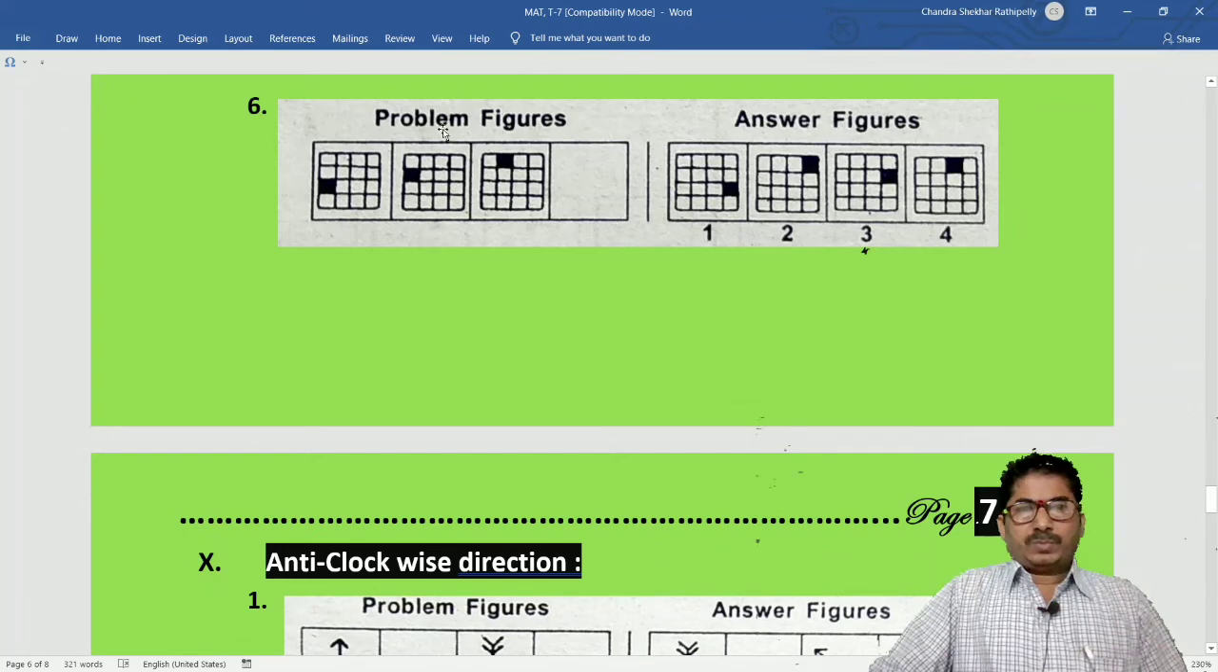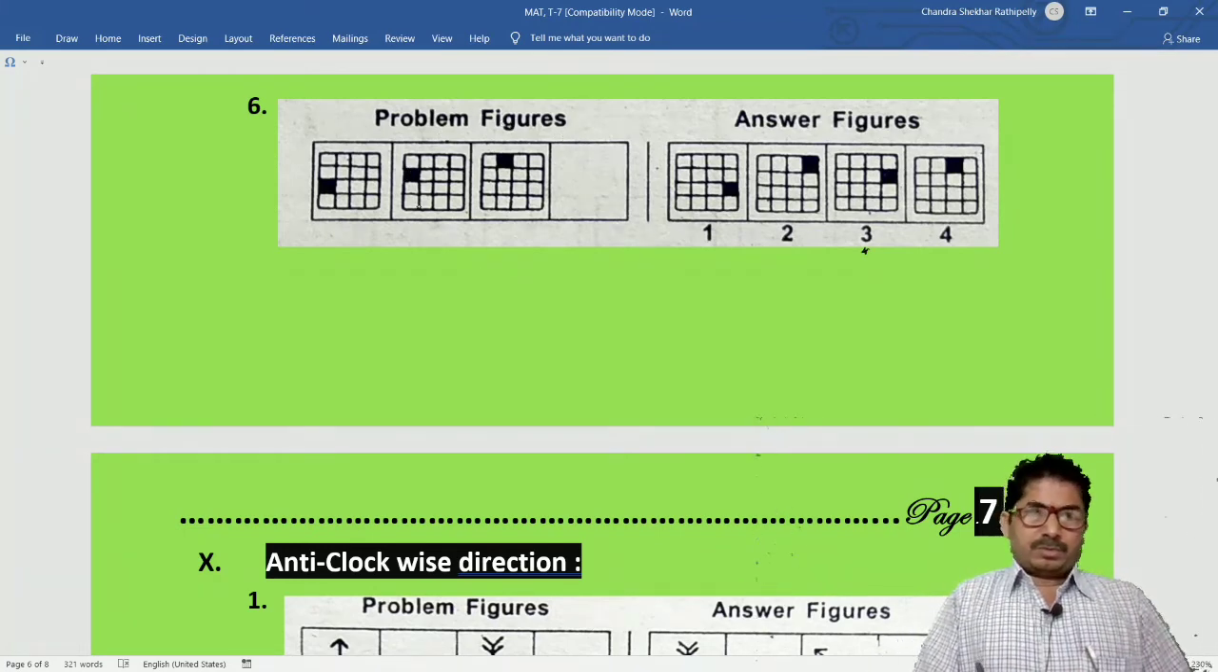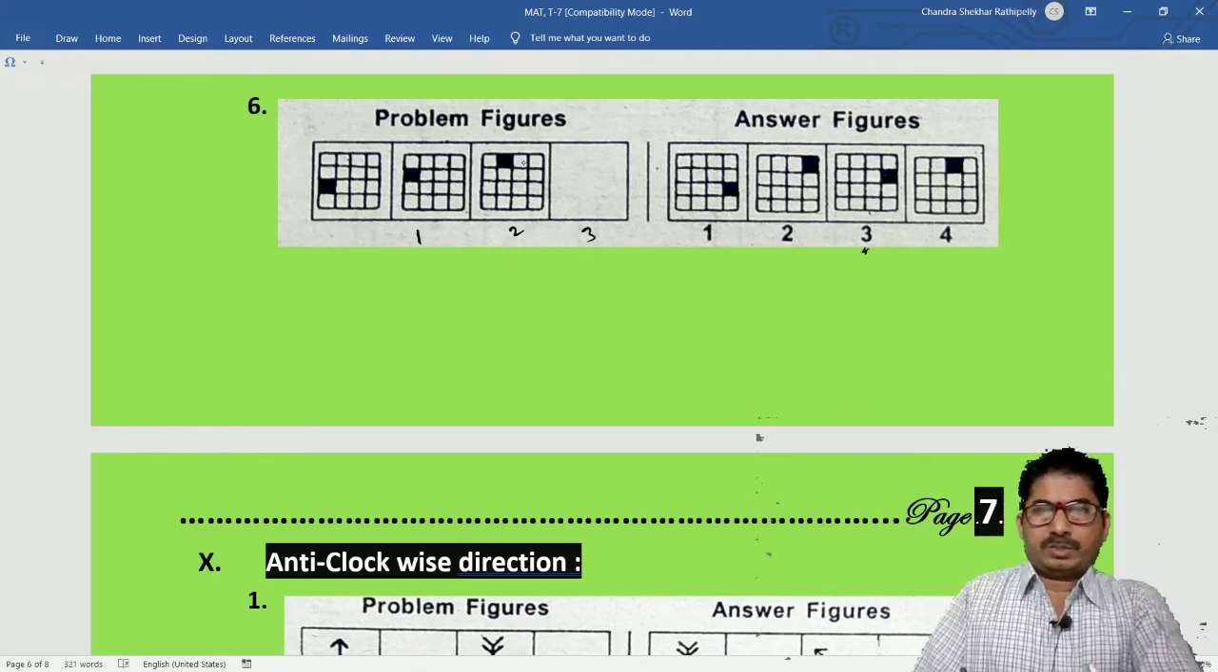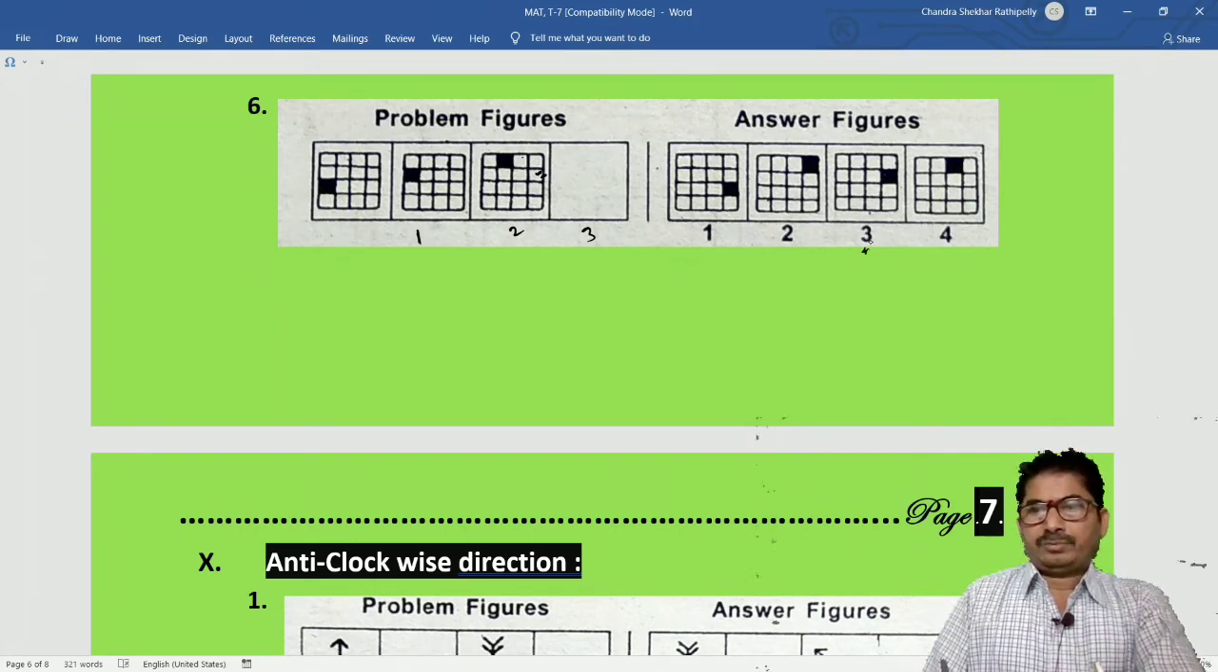Sixth question, problem figure. Here is a dot, here is shaded. Second figure, here to here changed 1 step. Next, here to here 2 steps. Next 3 steps. You have to calculate 3 steps. 3 steps means 1, 2, 3. Here will come. Here will come. 1, 2, 3. Okay. Option 3 is correct.